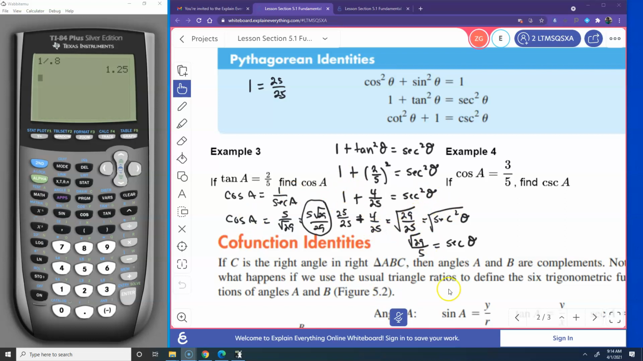I know I didn't have enough room here, but I do want to let you know that at this point we have 1 plus 4 over 25 equals secant squared theta. 1 is the same thing as 25 over 25. So 25 plus 4 gives you 29. 25 is the same denominator. The square root. So here we have cosine of A, which is going to be the reciprocal of secant theta. So cosine of A is equal to 5 over square root of 29. You rationalize this. So you multiply both the numerator and the denominator by square root of 29. So you have 5 square root of 29 over 29.